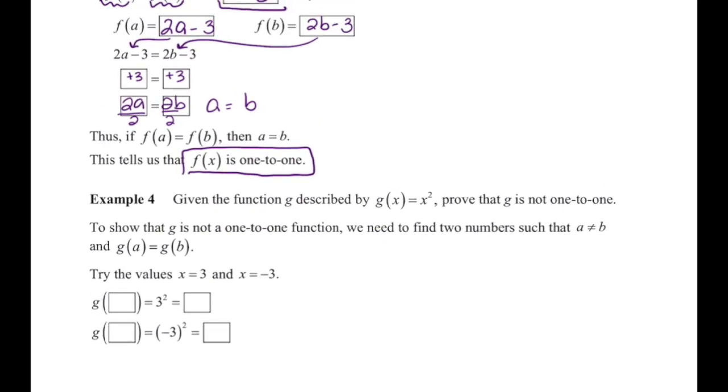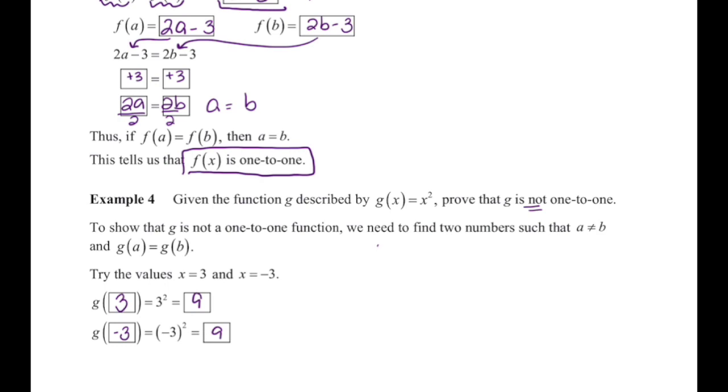Let's say that I have the function x squared. Prove that it is not one-to-one. So if we're going to show that it's not one-to-one, we have to provide an alternative answer that disproves our theory. So if I were to try the two values, x is 3 and x equals -3, and I evaluate, I put in two different values. However, I end up with the same answer. 3 squared is 9 and -3 squared is 9. We should have gotten two different answers.